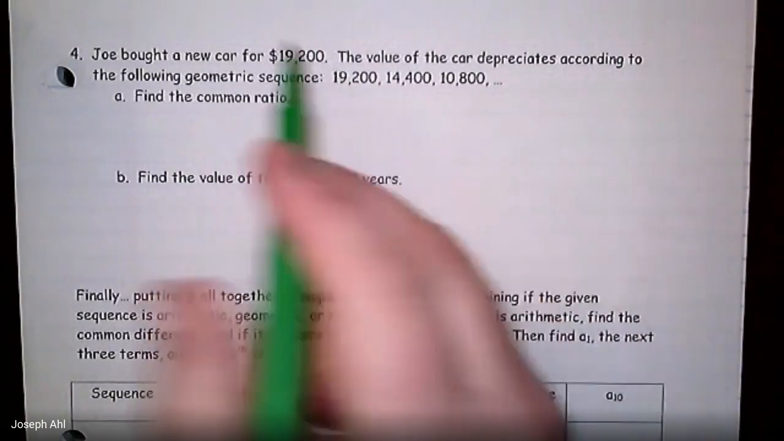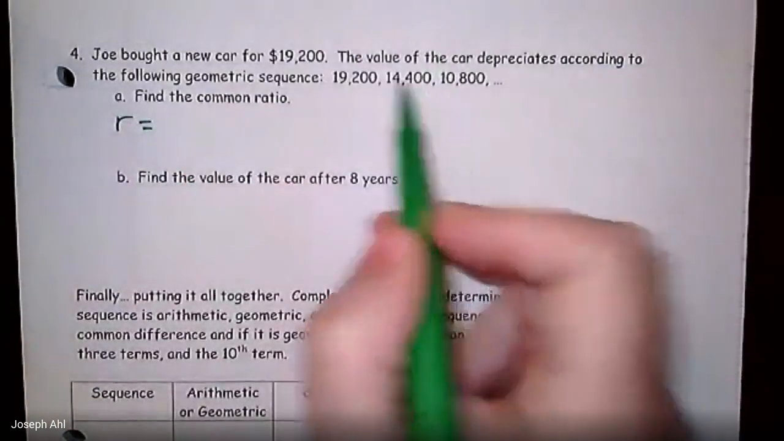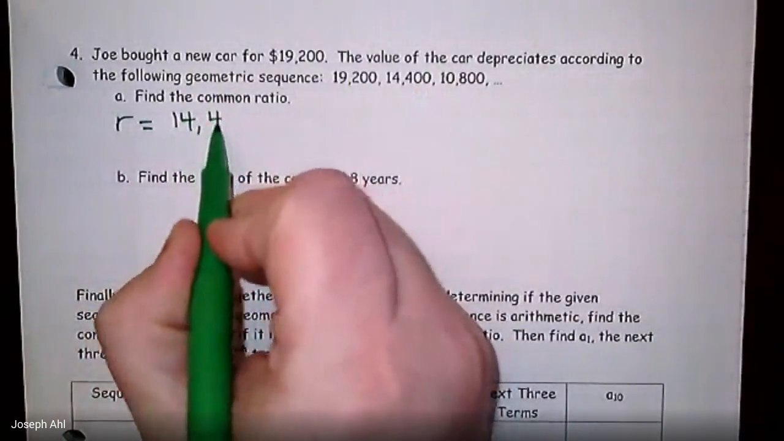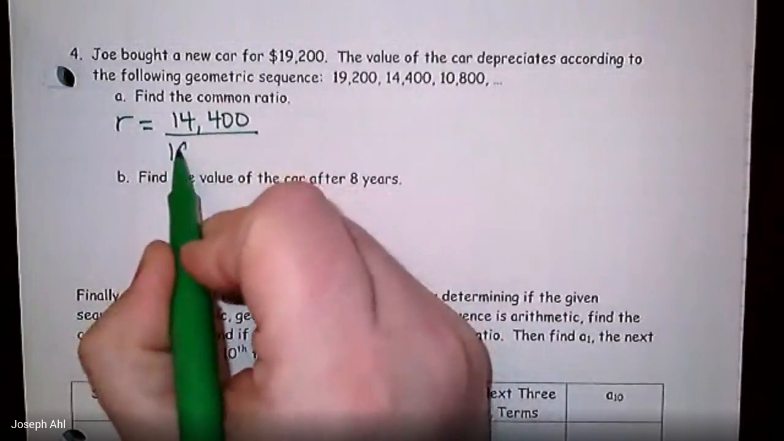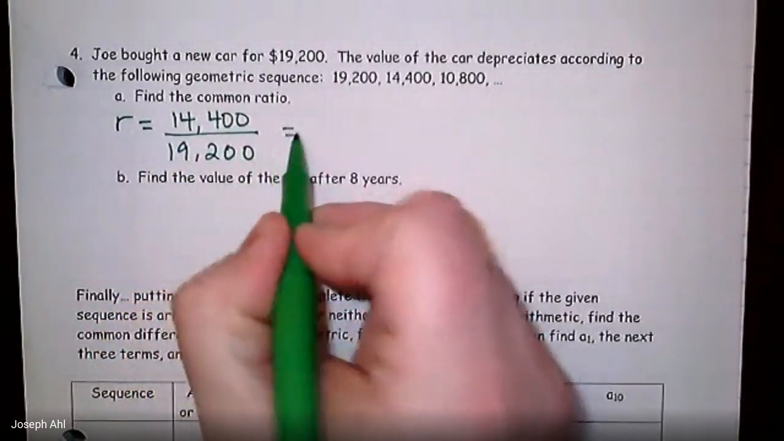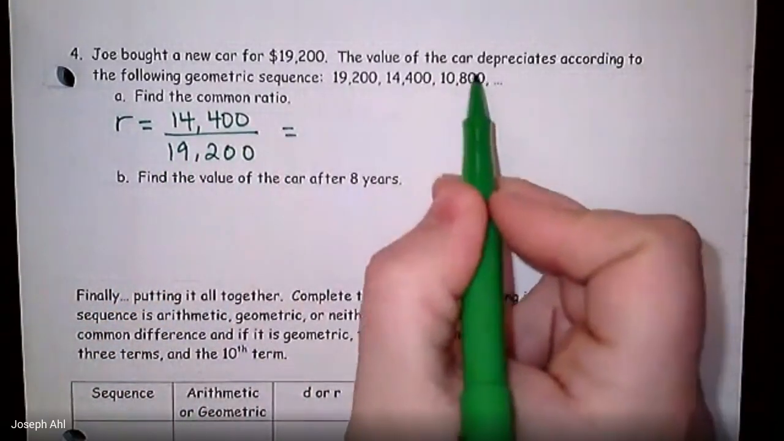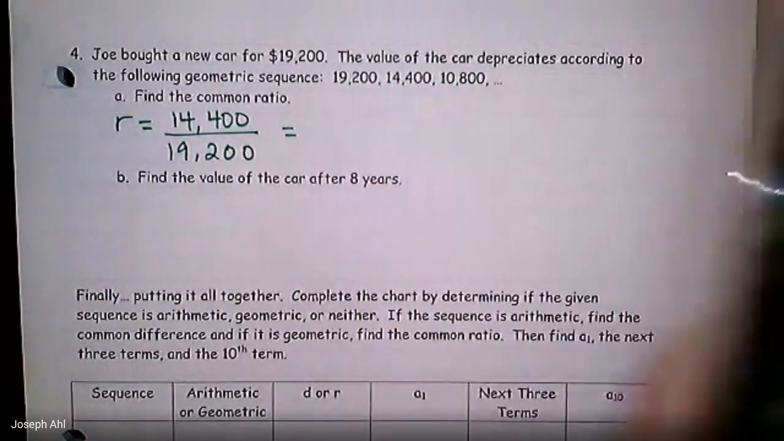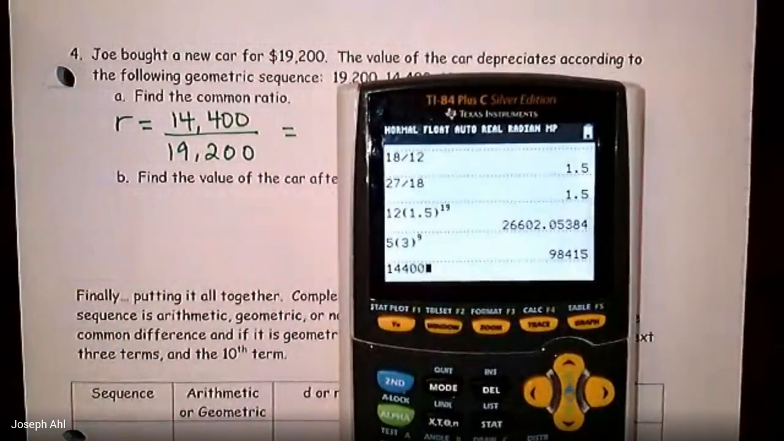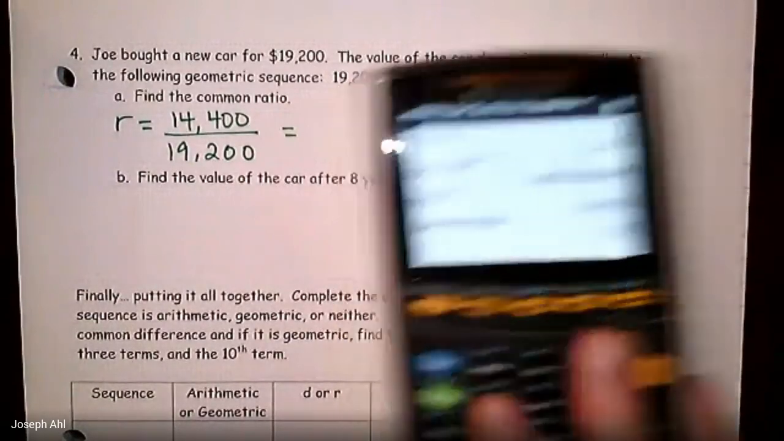Find the common ratio. The common ratio R, remember, we're just going to take maybe the second term here and divide by the first term. You can also get this ratio by taking the third term and dividing it by the one that came before it, the second. It wouldn't matter. But if I divide that out, it seems like the common ratio is 0.75.